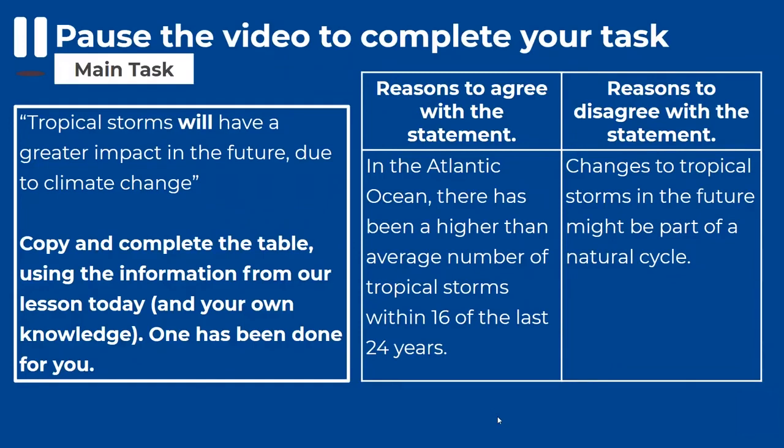So we're going to complete our lesson today by undertaking this main task. You'll notice on the screen there is a quote: tropical storms will have a greater impact in the future due to climate change. This quote is suggesting that tropical storms are going to cause more devastation in the future, and this is because of climate change. So there are reasons to agree with this statement and there are reasons to disagree with this statement. And this is why scientists cannot come to a consensus themselves about this particular issue.